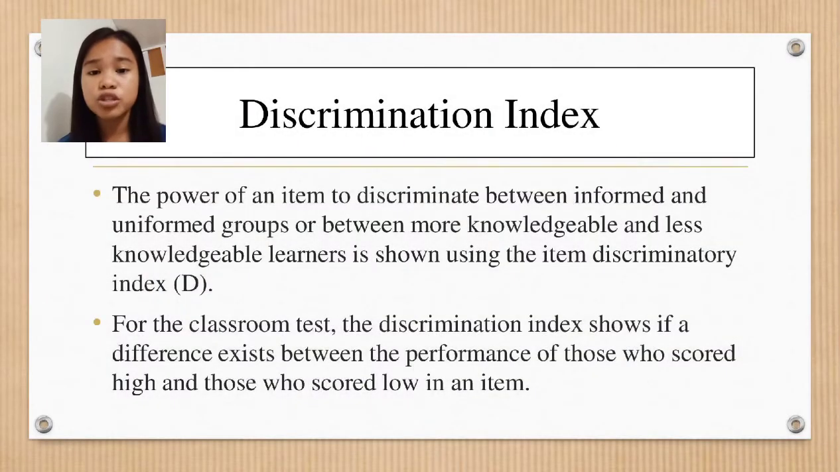Discrimination index is the power of an item to discriminate between informed and uninformed groups, or between more knowledgeable and less knowledgeable learners. It is shown using the item discrimination index, which is represented by D. For the classroom test, the discrimination index shows if a difference exists between the performance of those who scored high and those who scored low in an item.